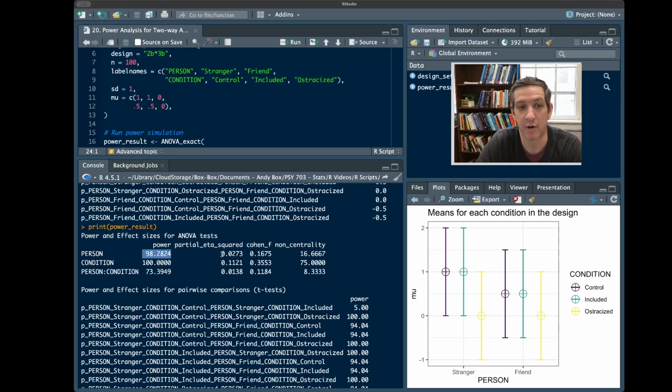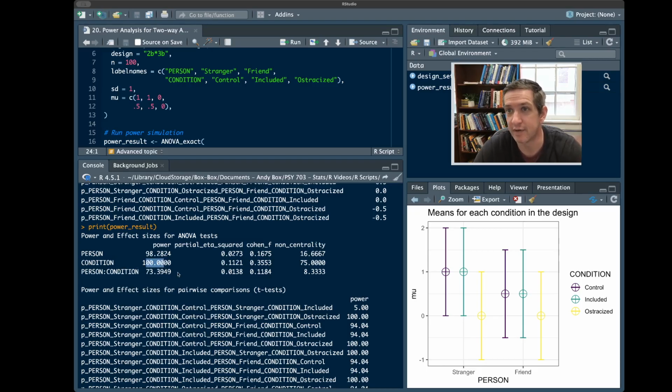Given the means I've entered, we're very likely to detect that effect. It also gives us the partial eta squared that is implied by the pattern of means that I asked us to imagine is in the population earlier. So assuming this pattern of means I laid out here, the partial eta squared for that main effect is explaining 3% of the variance. Pretty cool. Condition, we have virtually 100% power to detect the main effect of condition.